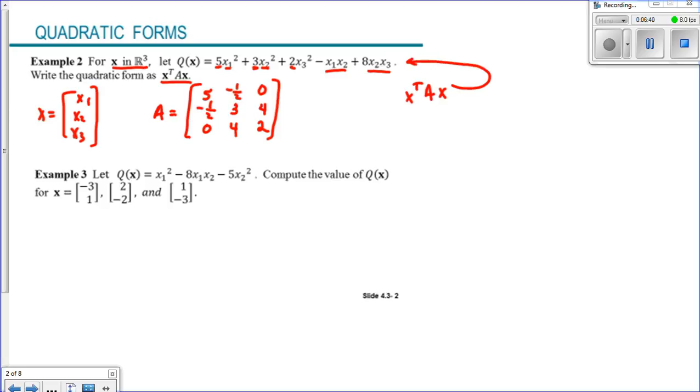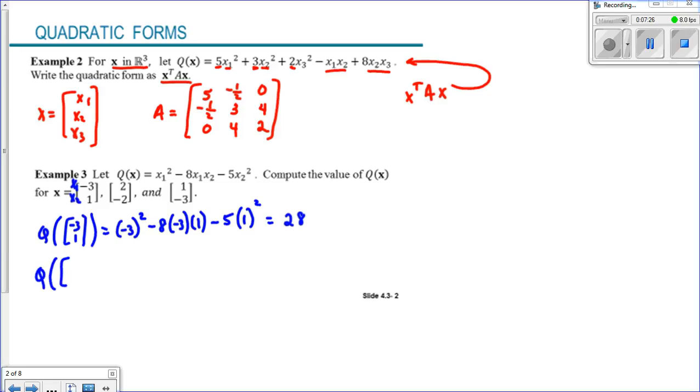Okay, so now let's see how we can actually calculate some of the values of this quadratic form. You can get those by just going through the multiplication. If you just want to plug them in, here's your x1, x2. So q of x, where x here is negative 3, 1, will be x1 squared, so negative 3 squared, minus 8 times negative 3 times 1, minus 5 times 1 squared. So we'll have 9 plus 24 is 33, minus 5 is 28.